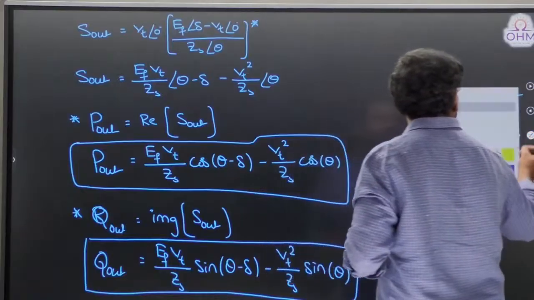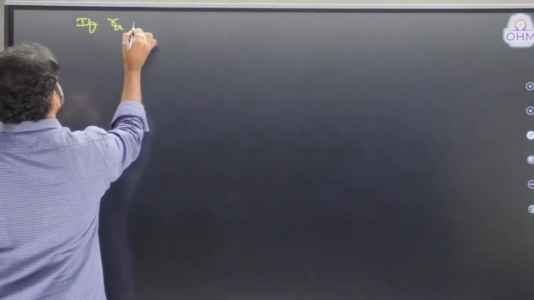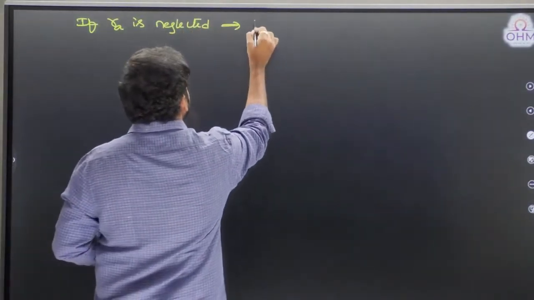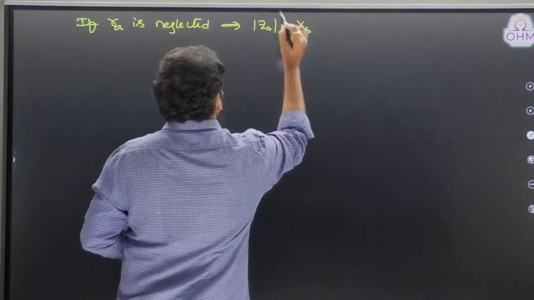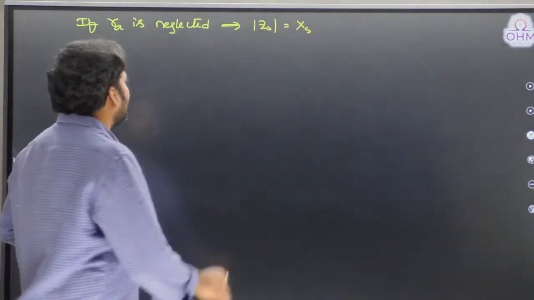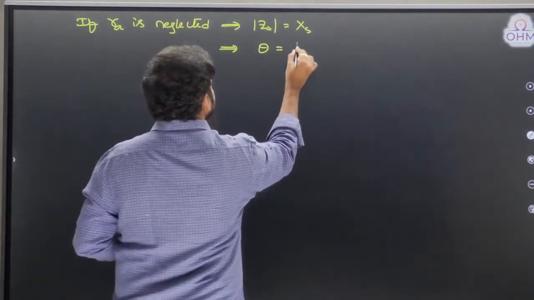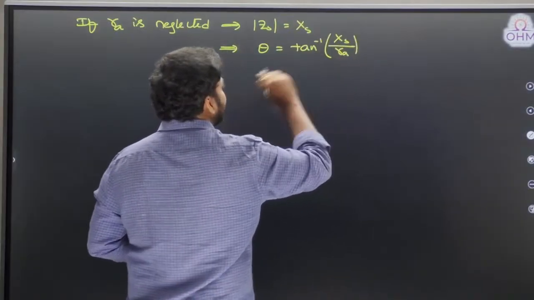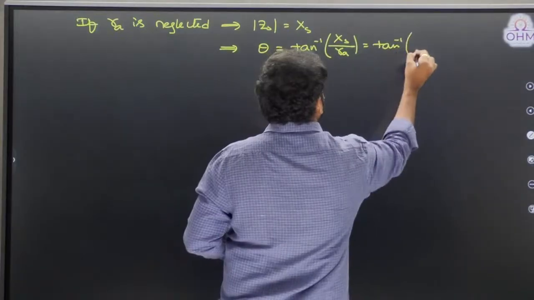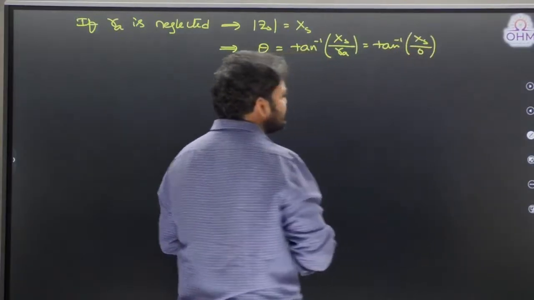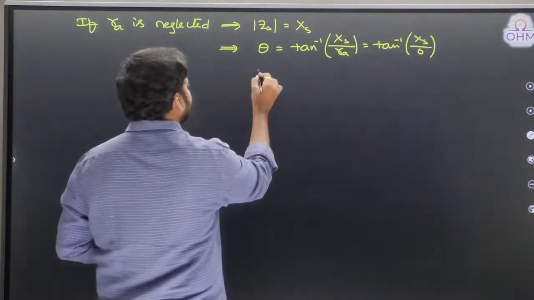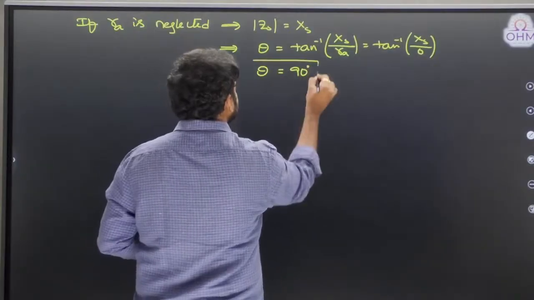Yes. What happens if RA is neglected? Okay. So if armature resistance is neglected, what will happen? Can I say if armature resistance is neglected, the impedance magnitude will become only reactance, correct? Also the impedance angle, what is theta? Impedance angle is tan inverse XS by RA. So the moment you neglect RA, it will become tan inverse XS by 0 because armature resistance is neglected. XS by 0 is infinite. Tan inverse infinite is 90 degrees. Therefore, the impedance angle becomes 90 degrees.